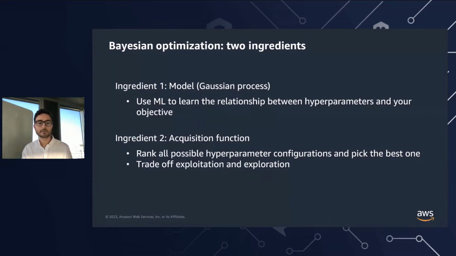The model is used to learn what is the relationship between the hyperparameters and your objective metric. For example, the model will tell you what are the most promising regions of the space that should be explored, what regions of the hyperparameter space are likely to give me a good accuracy. On the other hand, there is an acquisition function. Now that we have a model that tells us the relationship between the hyperparameters and the objective function, the acquisition function is telling us what is the best next step, what is the best next hyperparameter that I should pick to optimize my objective metric.